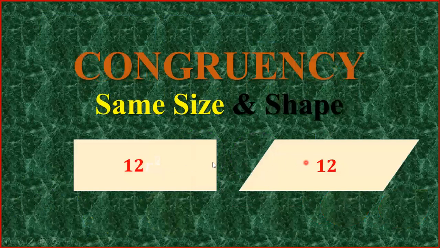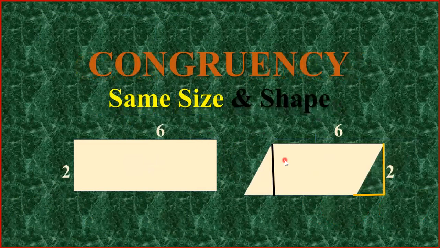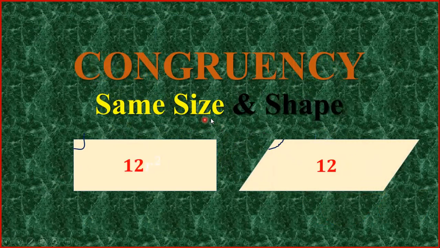In these figures, they are of same size, but their shape is not same. See, the length and breadth of this rectangle are 6 and 2. Similarly, the base and height of this parallelogram are also 6 and 2. And their area is also 12. 6 2s are 12, 6 2s are 12. But they are not of same shape. It means the angles are not equal to corresponding angles of other figures, therefore they are not congruent.